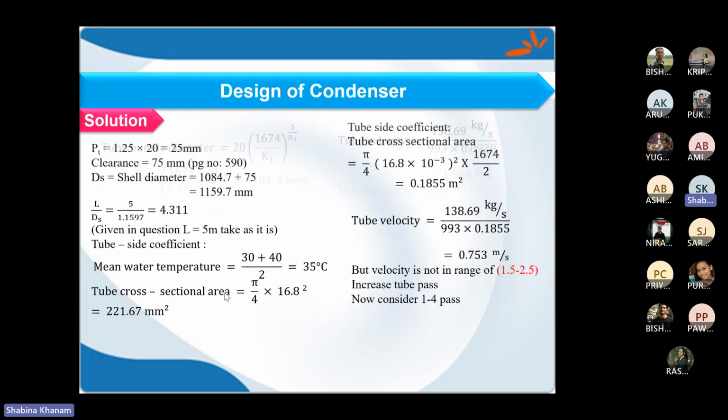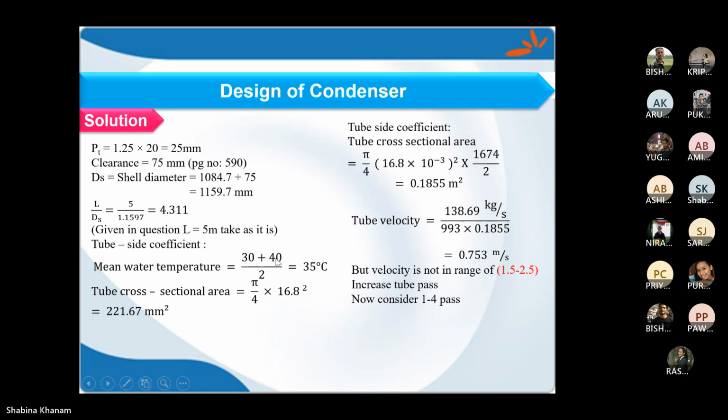Okay. So next is to find out the L by D ratio, which is coming as 4.311. Correct L by D ratio should be within 5 to 10. But here it is coming lesser. But because we are already given the length as a fixed value, that is 5 meter, we will consider it as it is. If you have chosen the length on your own, then you need to bring it to the correct length to bring the L by D ratio between 5 to 10. So here 5 meter length we can consider as it is.